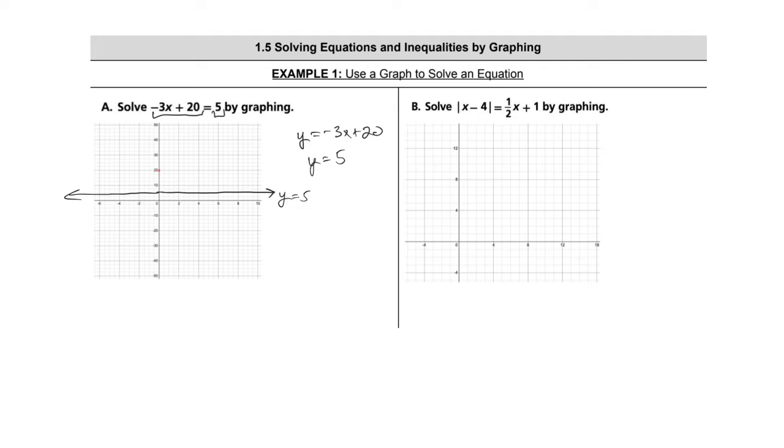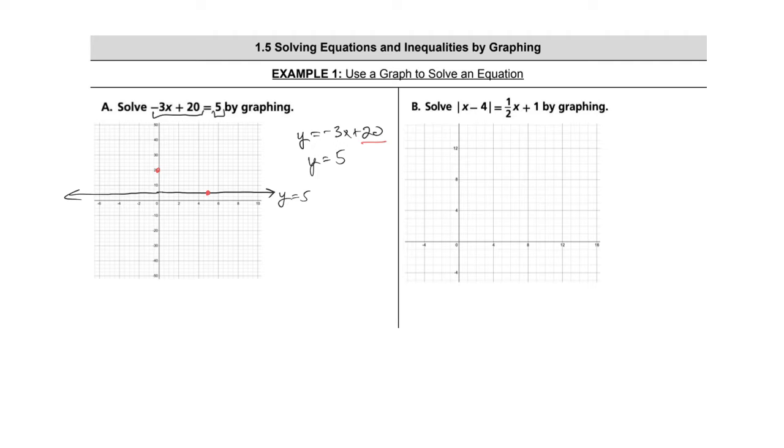Here's 1 point. That is our y-intercept. And then we have a slope of negative 3, so down 3 to the right 1. If we keep going down 3 to the right 1, our next one would be 1, 17. And then down 3 again would be 2, 14. Down 3 again would be 3, 11. Down 3 again to the right 1 would be 4, 8. And then down 3 again to the right 1 would be 5, 5.